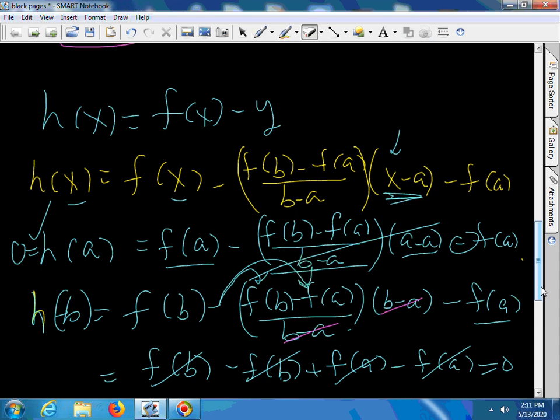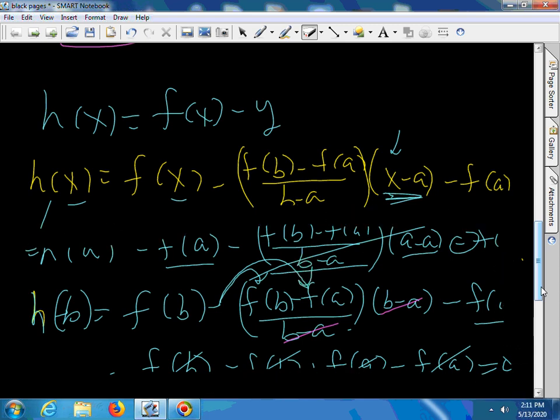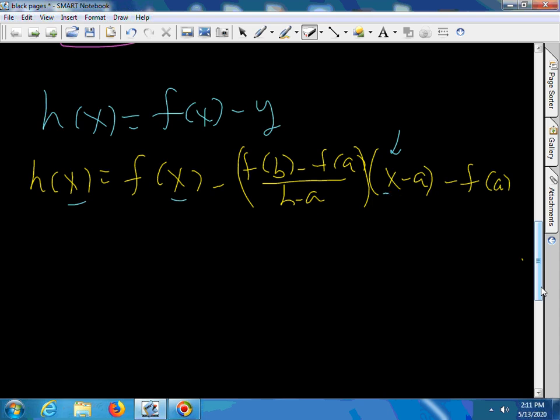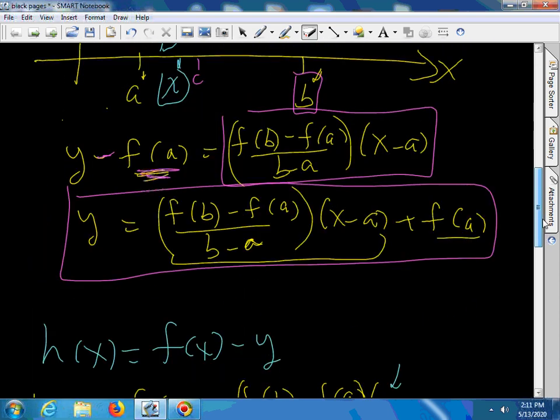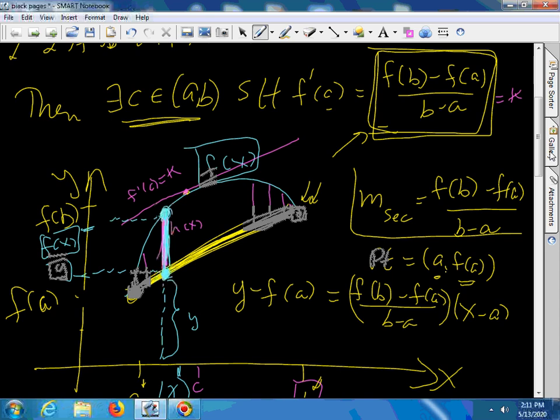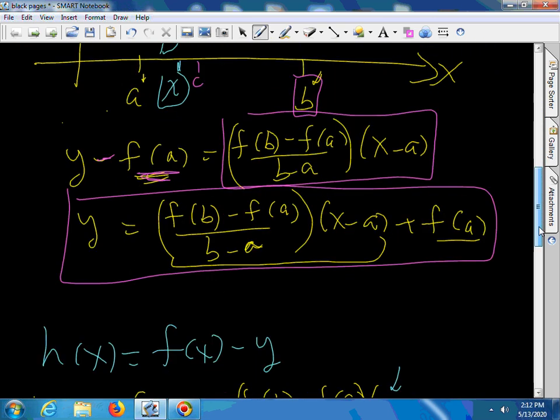Okay, so that was just to verify it, but of course it had to work, so you didn't have to check. And the reason it had to work was because of the way we defined it. We defined it to be the distance between these two curves. And at b it is going to be 0. At a it is going to be 0 by definition.